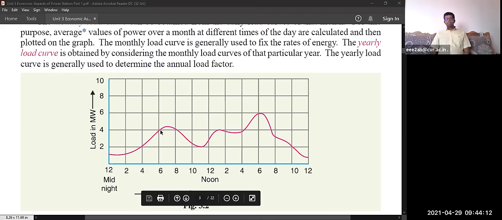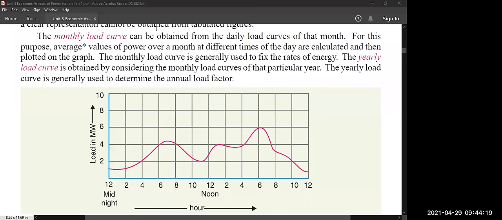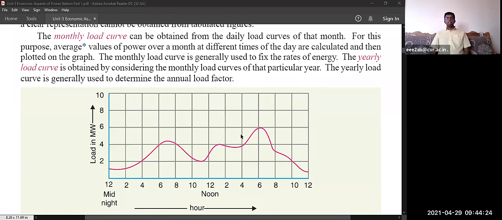So by seeing the monthly load curve, they may analyze how it might be varied over the 30 days in a month. What is the average power? What is the peak day of that particular month? On which day has it reached the maximum? On which day is it average? On which day is the demand very, very low? Like that, they may analyze.